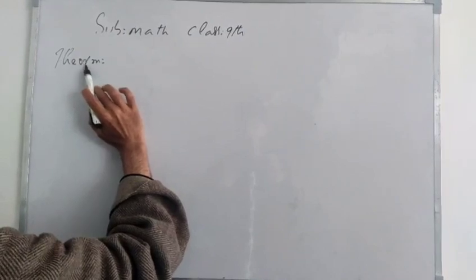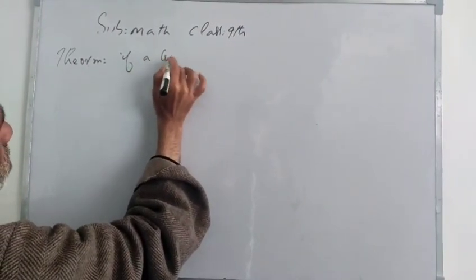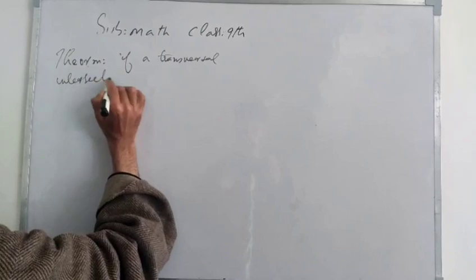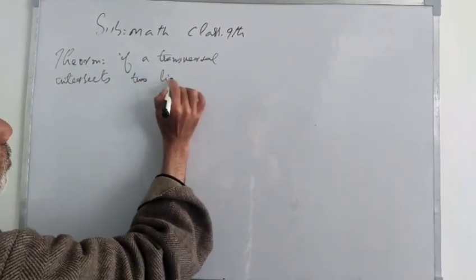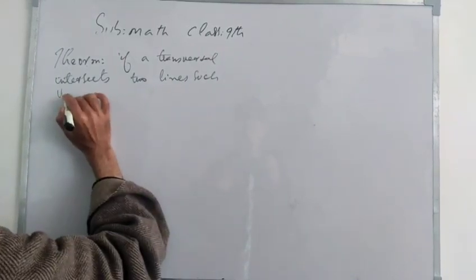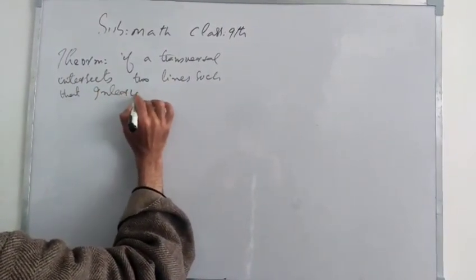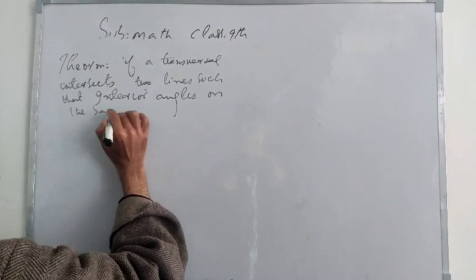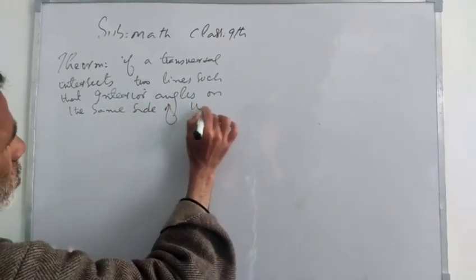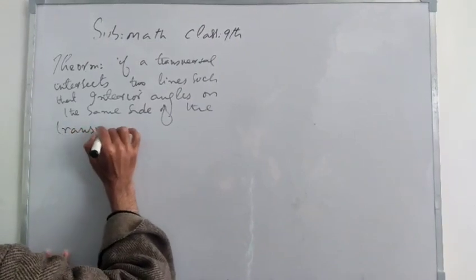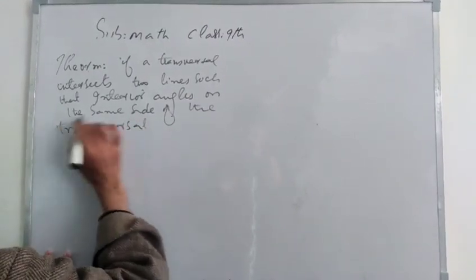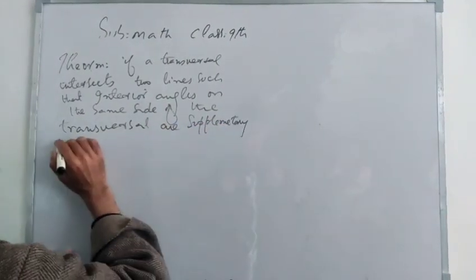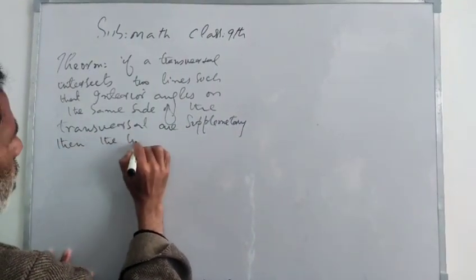Another theorem should also be remembered, which states that if a transversal intersects two lines such that interior angles on the same side of the transversal are supplementary, then the two lines will be parallel.